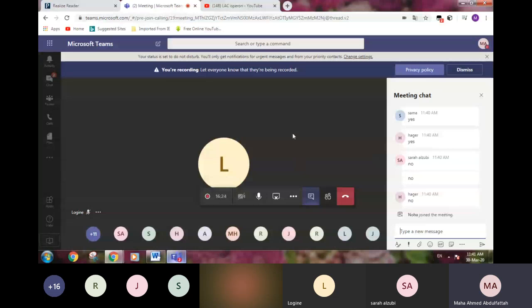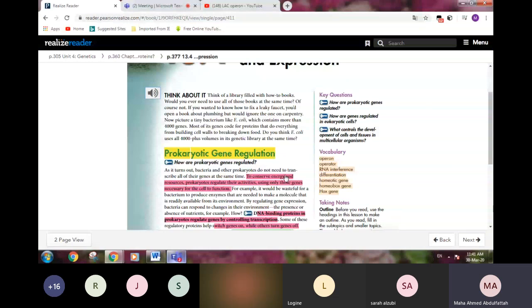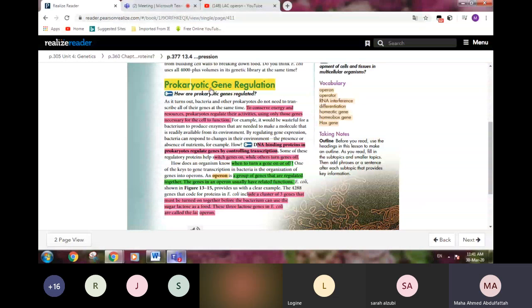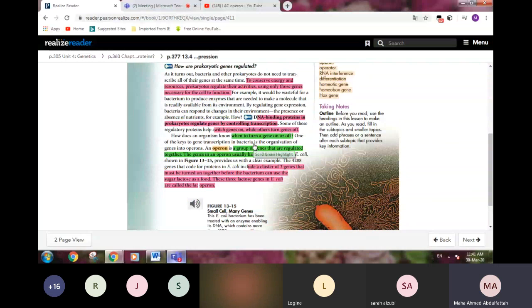Okay, let's return back. How are genes regulated, how are genes set to work at some times and to stop working at other times? To conserve energy and resources, prokaryotes regulate their activities using only those genes necessary for the cell to function. Whenever the cell wants to produce a certain protein, only the specified genes work.